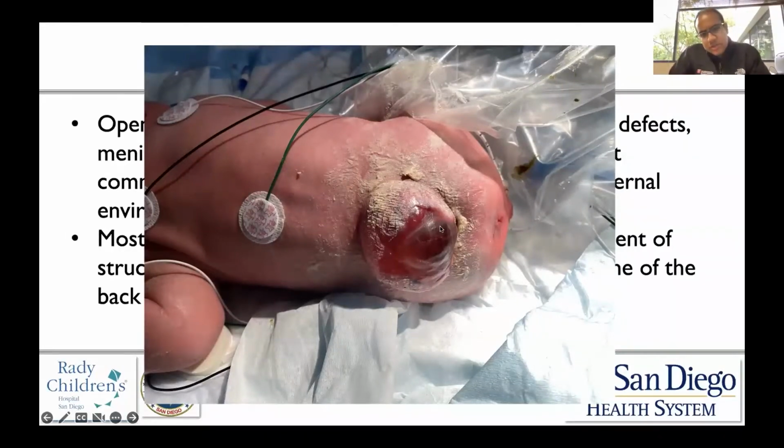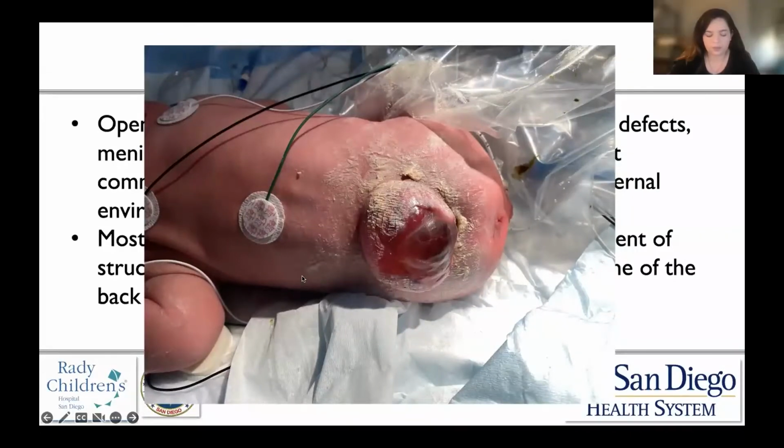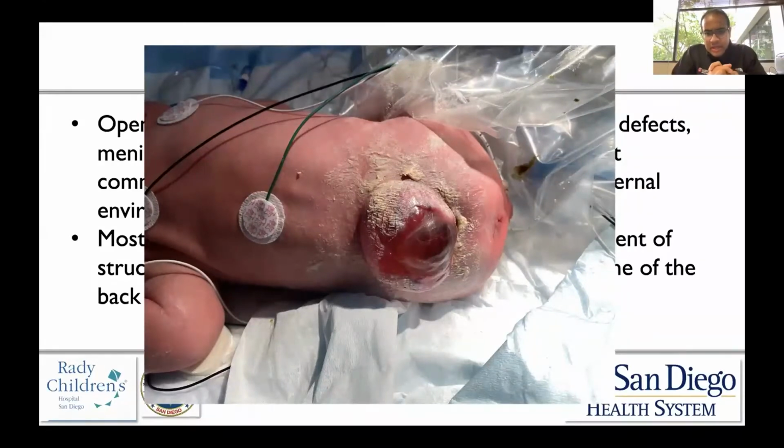So this is the neural placode surrounded by this arachnoid layer. This is all dysplastic ectoderm, which is really unhealthy skin. So this is a really good illustration of a classic myelomeningocele requiring postnatal closure.